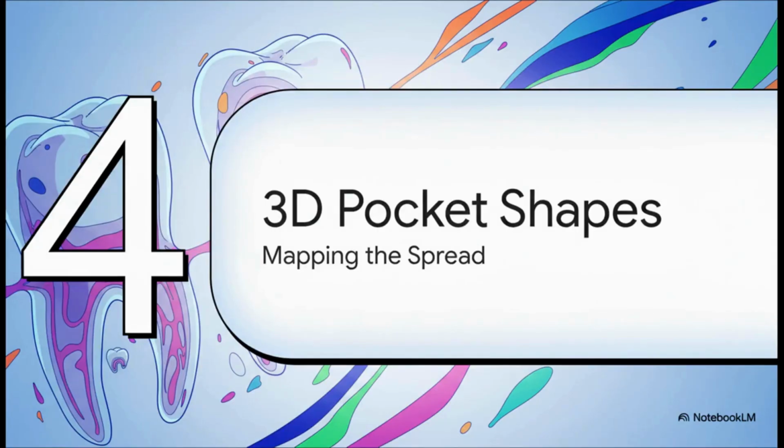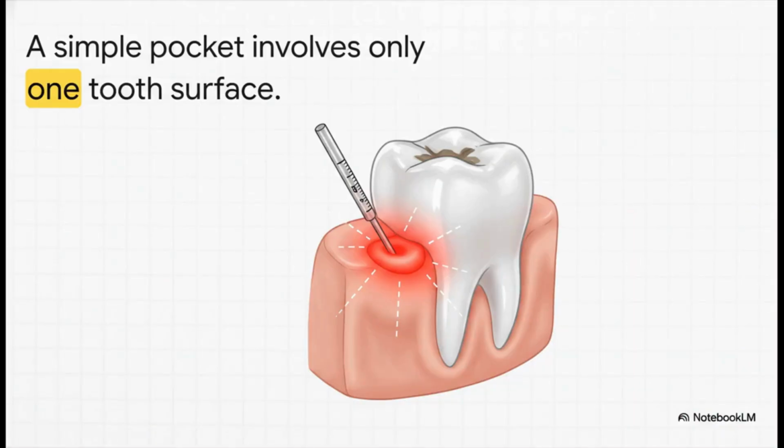Pockets aren't just about depth. They're actually three-dimensional problems that can wrap around a tooth in some pretty complex ways. So the most basic type is what we call a simple pocket. It's exactly what it sounds like. The pocket, the defect, is just on one single side of the tooth.